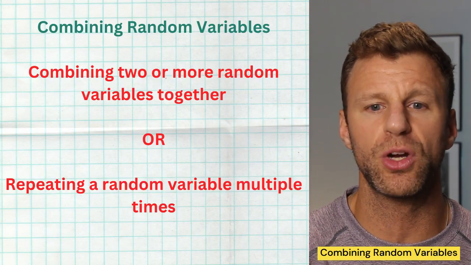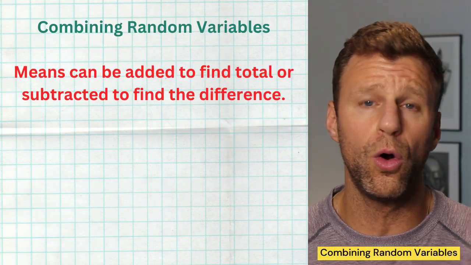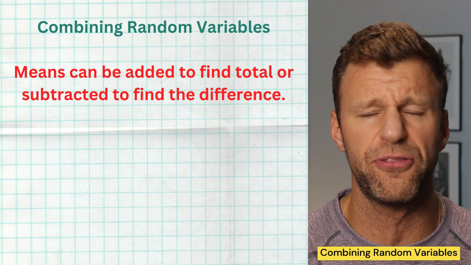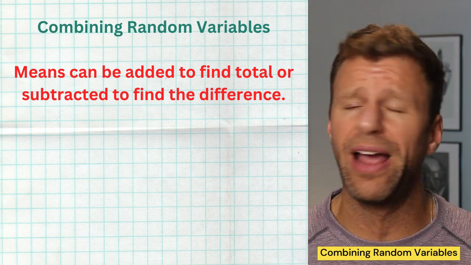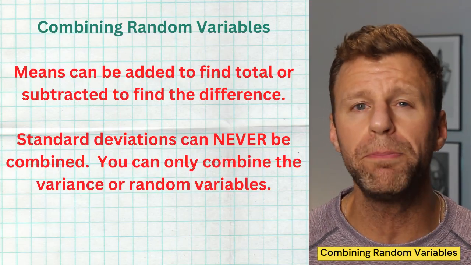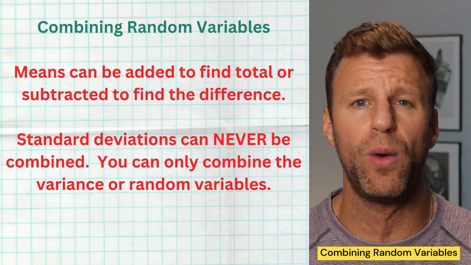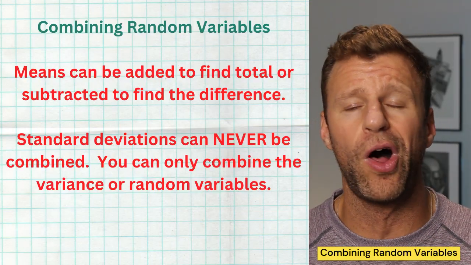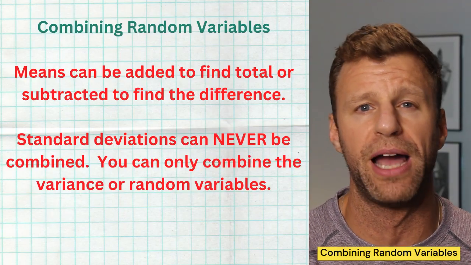But here's the basic rules. Means can be added to find a total, or means can be subtracted to find a difference. That's pretty simple. However, standard deviations can never, ever, ever be combined in any way. You can only combine variance. Now remember, variance is just standard deviation squared. So if you know your standard deviation, all you gotta do is put a little square on it and boom, you have variance, and you are allowed to combine variance.